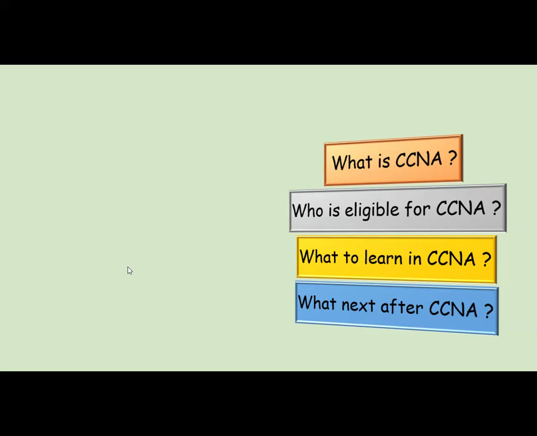Okay. Now, what next after CCNA? Okay, this is a big story actually, my friend. What next after CCNA? If you want to pursue your career in networking itself, you can go with CCNA, CCNP, and CCIE. CCNA means Cisco Certified Network Associate, CCNP means Cisco Certified Network Professional, and CCIE means Cisco Certified Internetwork Expert. Okay, this many things you can learn here, my friend.